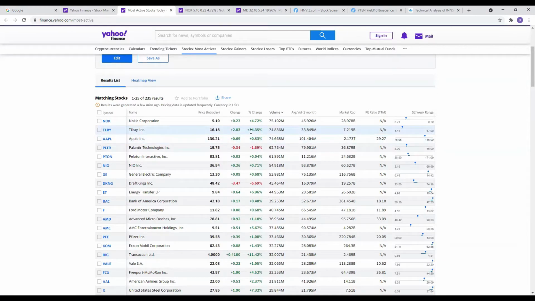Then we have TLRY. The stock price went up by 14%. Then we have AAPL, Apple. Their stock price went up by less than 1%. It went up by 0.53%. Then we have PLTR. Their stock price went down. It went down by 1.69%. These are the most actives.